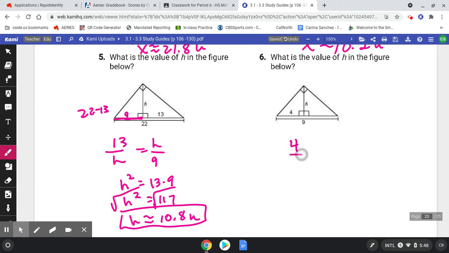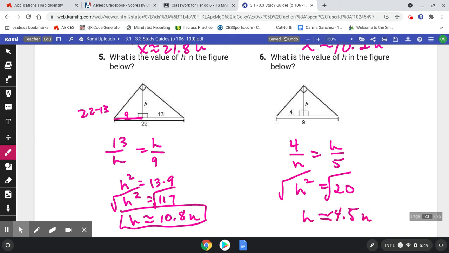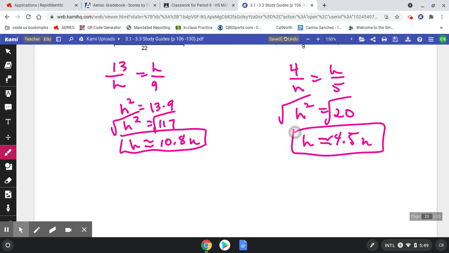Finally, we could go 4 is to h as h is to 5. There's so many ways to do this, you guys. You seriously can choose any way you want as long as you get the same answer. And so h is going to be approximately 4.5 u for units. How'd you do?